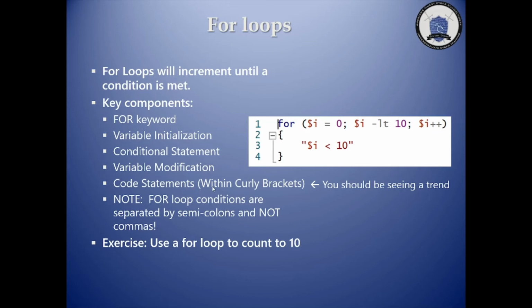And then again here we've got our code statements within the curly brackets, so you should be noticing a trend here with all of them. With all the loops we've gone over so far, they have the code statements in curly brackets. And something to note here is that for loop conditions are separated by semicolons and not commas. Again, commas are used in arrays. So again here we've got semicolons separating the variable initialization, conditional statement, and modification.